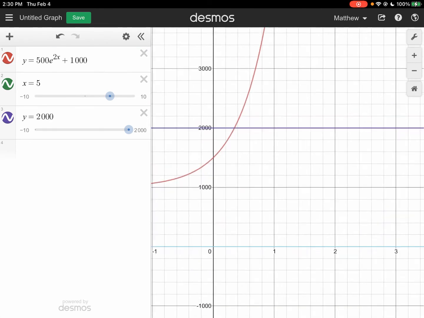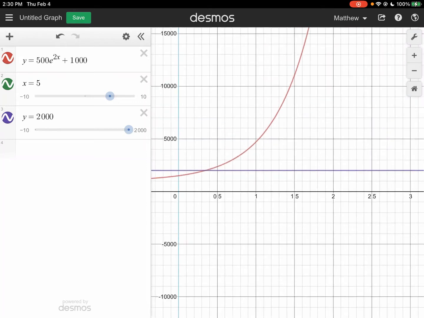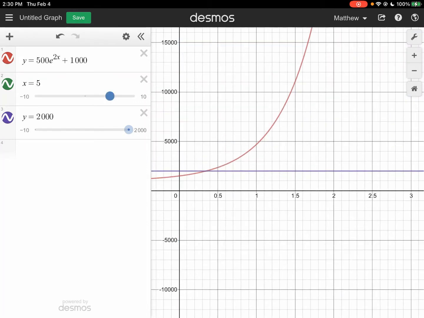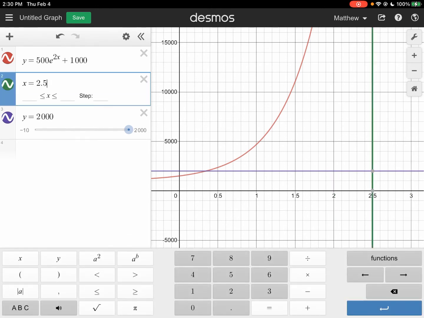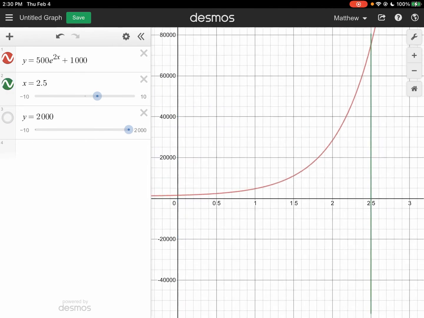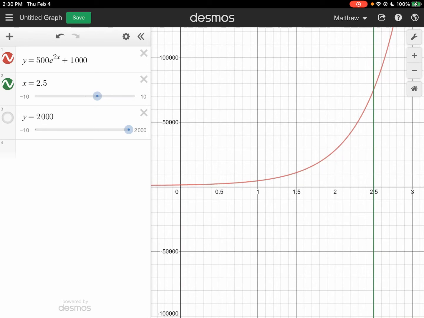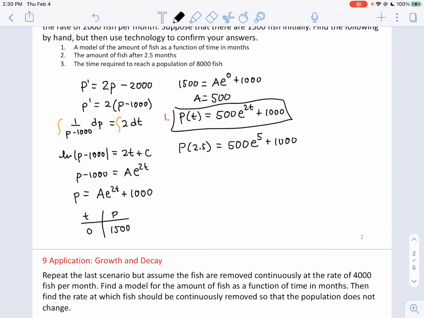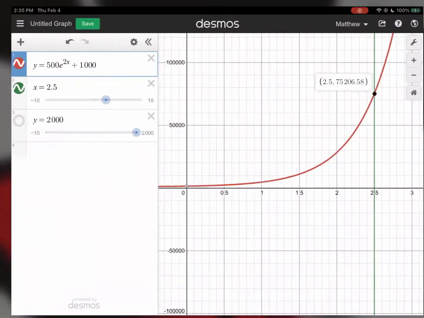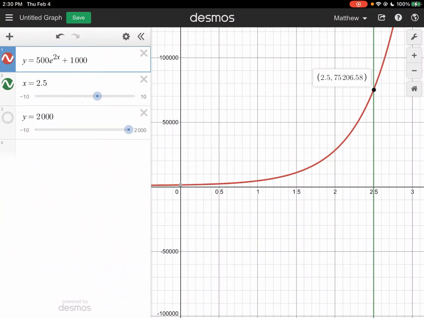Okay, here's our growth model. Just change some things here. And we wanted to find the population at time 2.5. We'll just type that in there instead, 2.5. Let's hide the purple. Keep changing our scale. And find the point of intersection. And wow, we have 75,000 fish according to this model. Let's go back to here, 75,207 fish, we'll say.